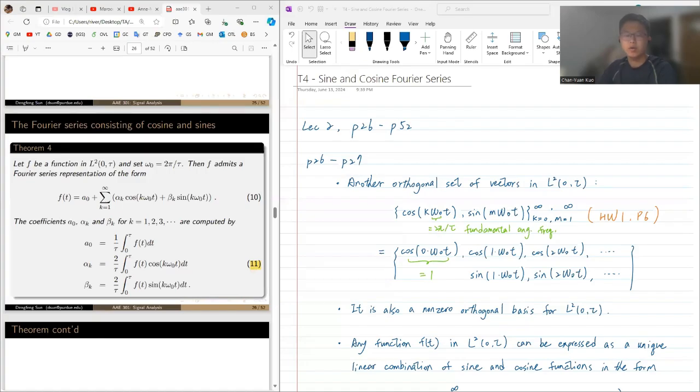Hello everyone, welcome to the fifth lecture of AAE 301. In today's lecture, we will talk about the Fourier series consisting of cosine and sines.